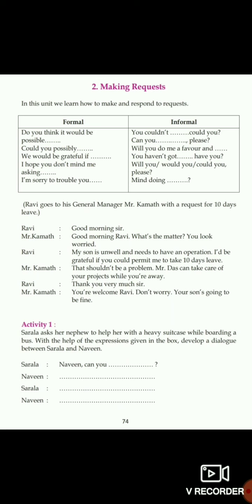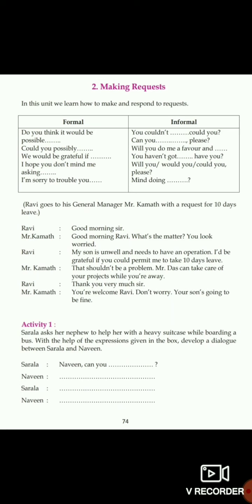So we need to make a request whenever we are in need of some help or some things or objects. We seek the help of somebody, and how to seek the help or how to make the request, that is what we are going to learn today.